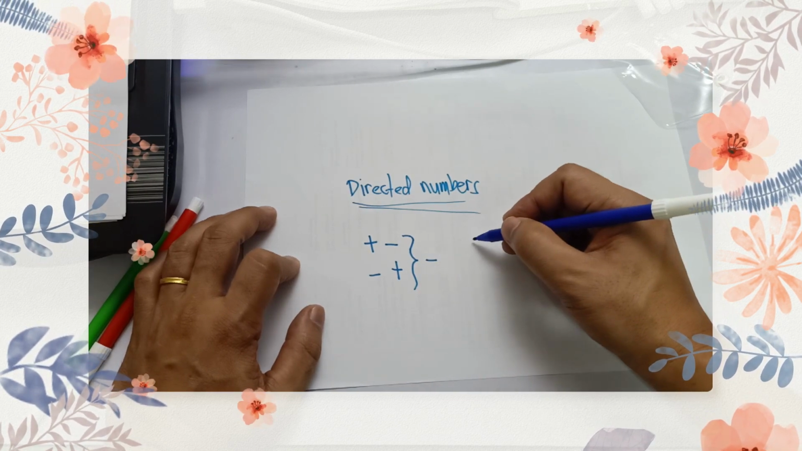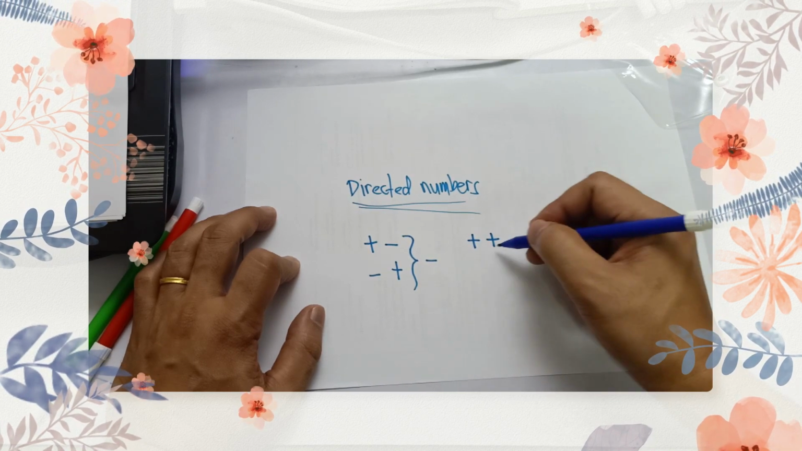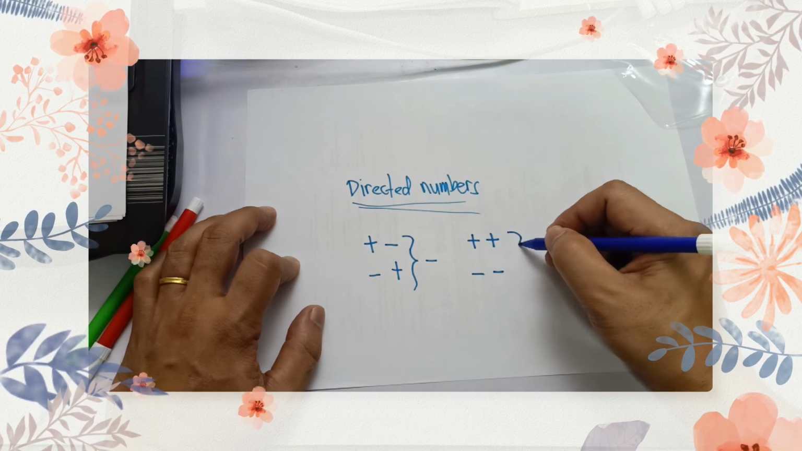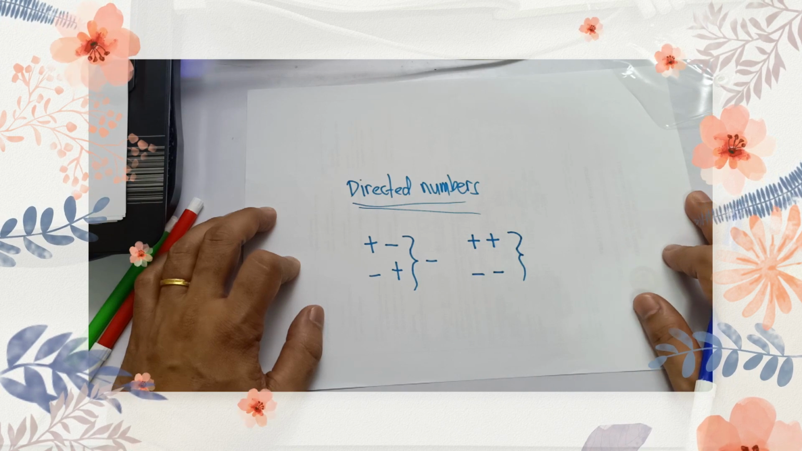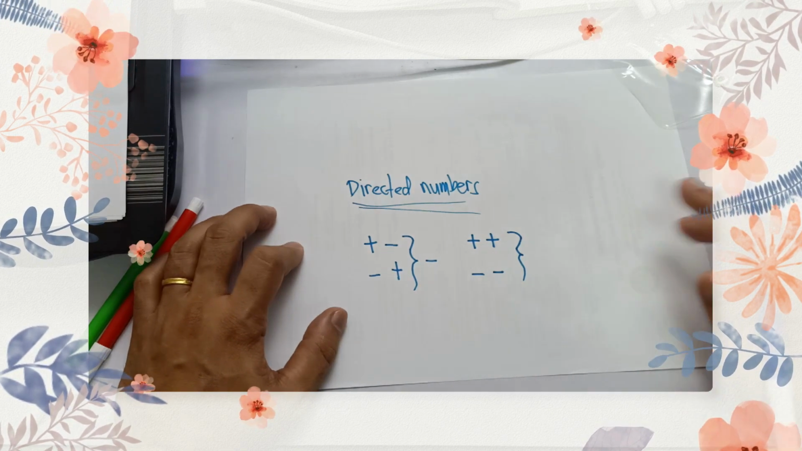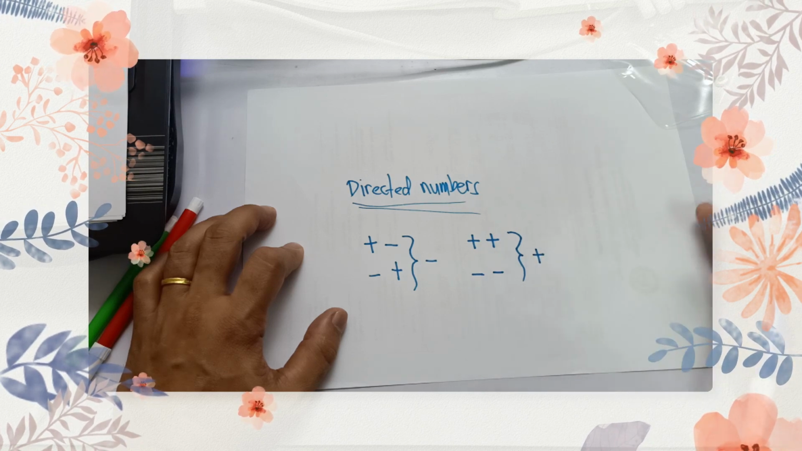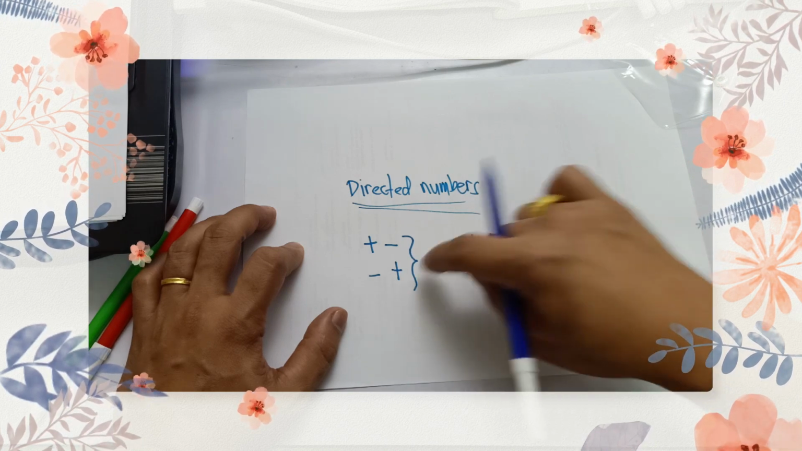And then when you see the same sign, plus plus or minus minus, when two of the same signs appear next to each other, it is always a positive number. Alright, so remember these rules.